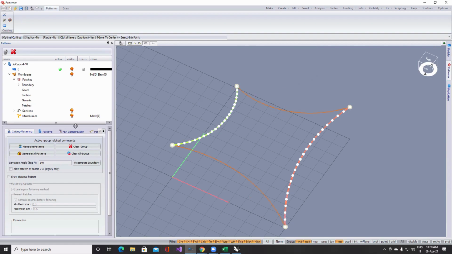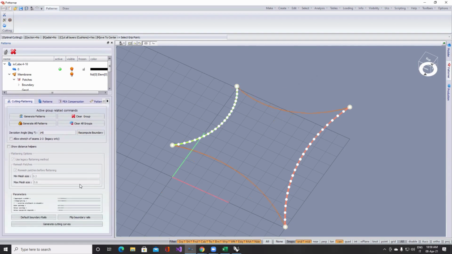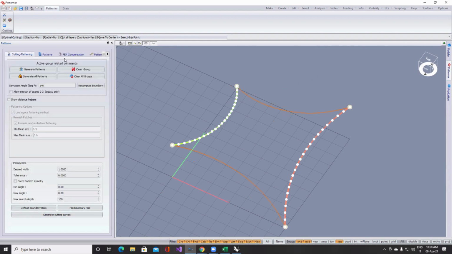In the options here, if I slide up a little bit, here we have the parameters for the optimal cutter. The desired width: I want the panels to be 1.5 meters each, with a tolerance of 5 centimeters. So we're asking the software, look, move the cutter over these 2 rails, and I want to detect panels that have 1.5 meter width, flattened panels.